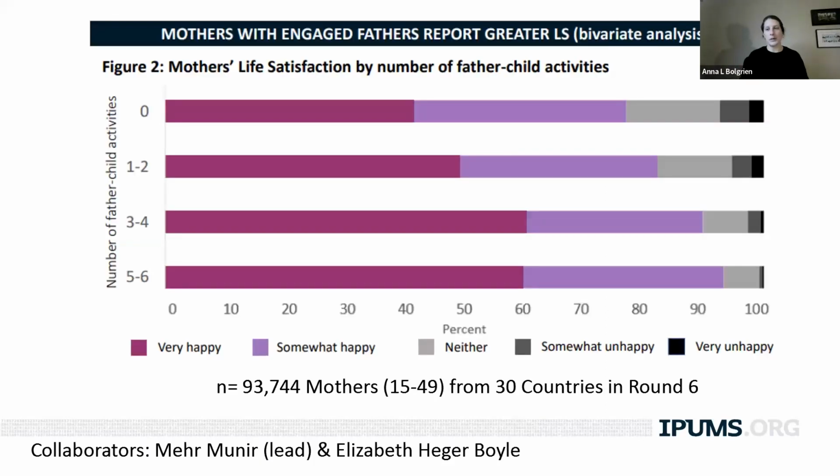But here is what you can do with that. You can produce a figure that shows that the more activities a father is involved with, the happier mothers tend to be. And this is pooling data from 30 different countries, all in round 6.